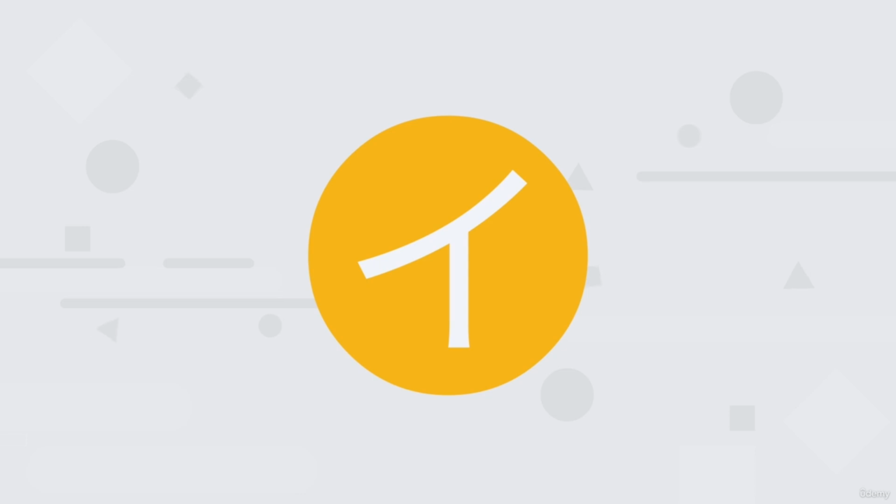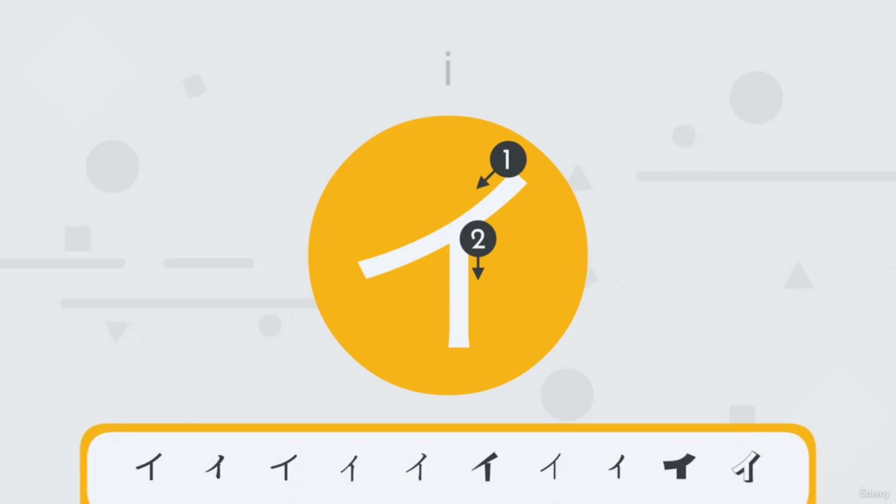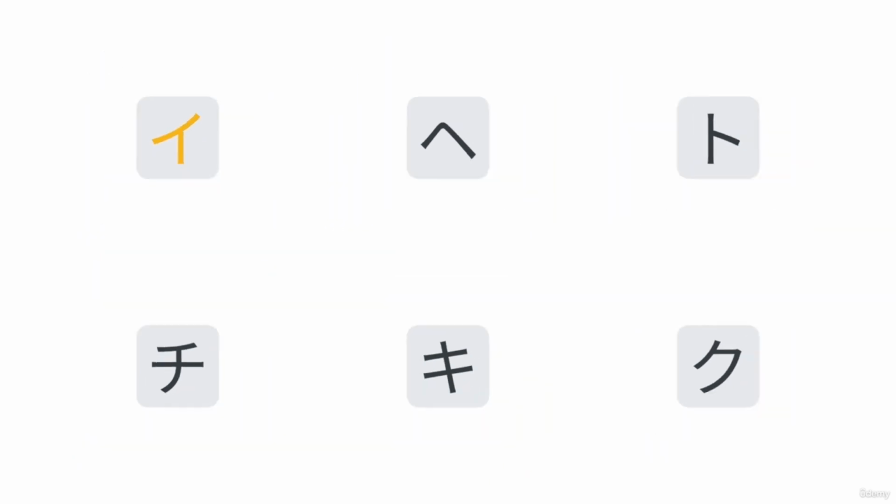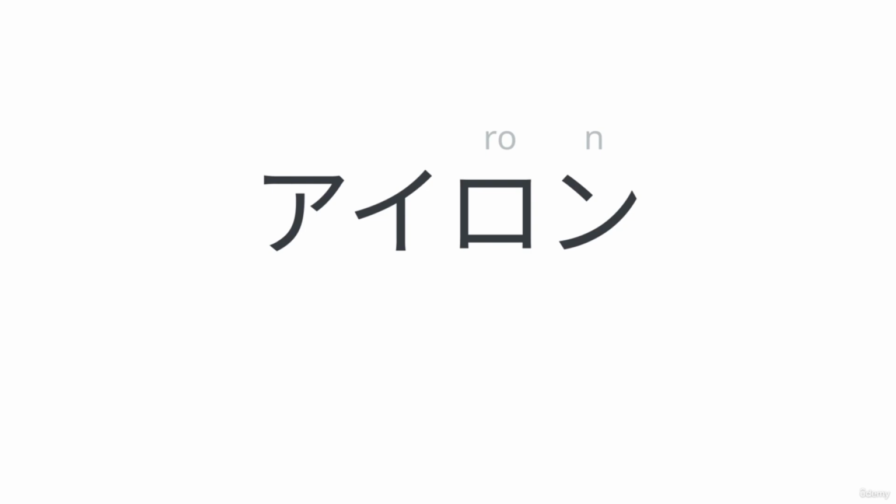The next character we'll learn is I. I. Which of these characters is I? I. Ice. Iron.